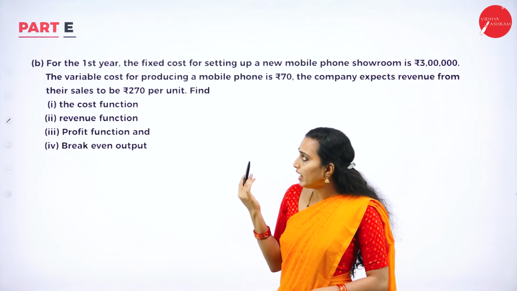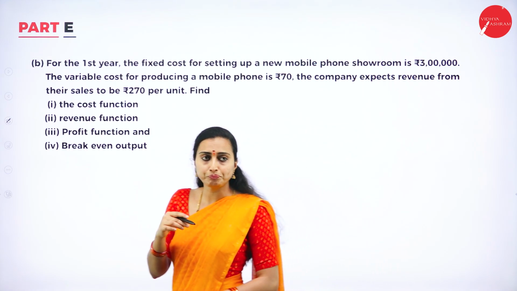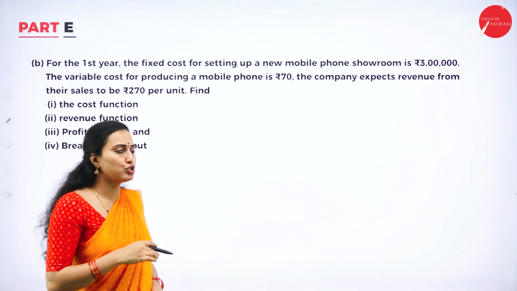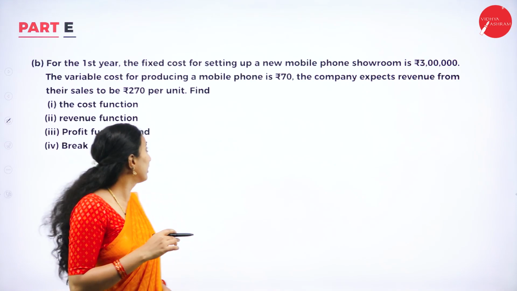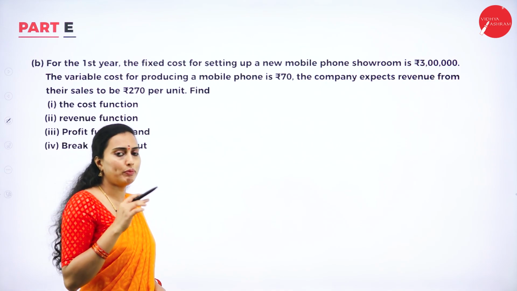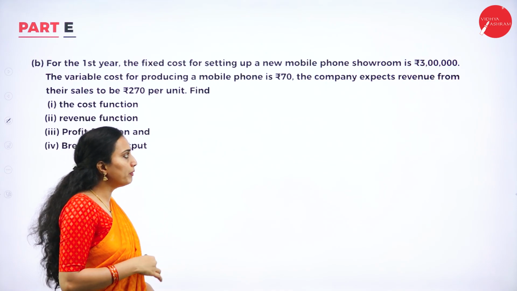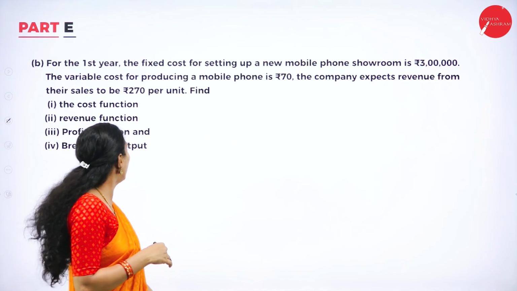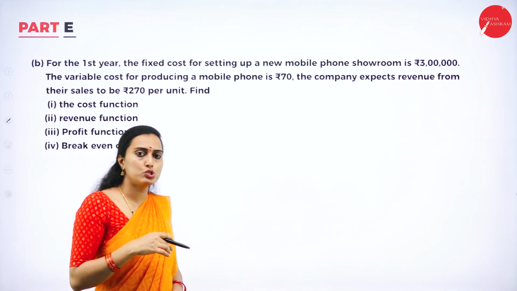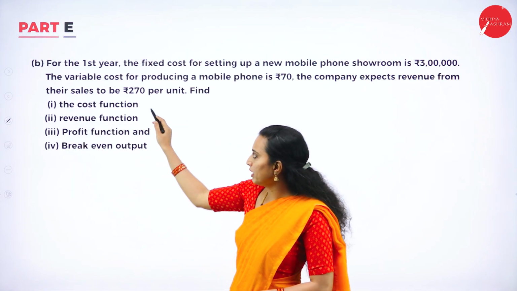They have asked the question: for the first year, the fixed cost for setting up a new mobile phone showroom is rupees 3 lakh, and the variable cost for producing a mobile phone is rupees 20. Remember, variable cost is rupees 20. The company expects revenue from their sales to be rupees 270. Find the cost function. This is 1 mark.